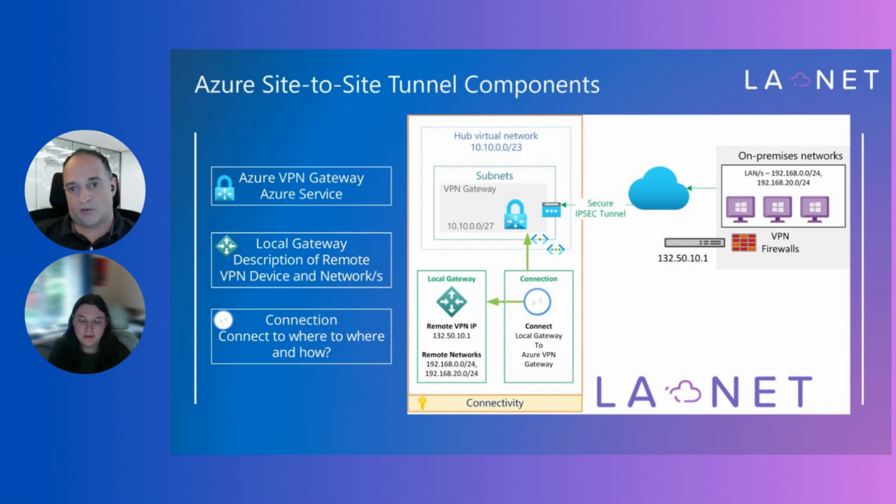And then on the on-premises side, you'll need to know the IP address of your Azure gateway's public IP address, as we can see with the blue public IP address icon, and your Azure network.